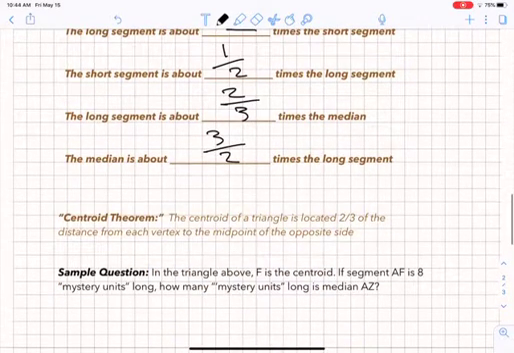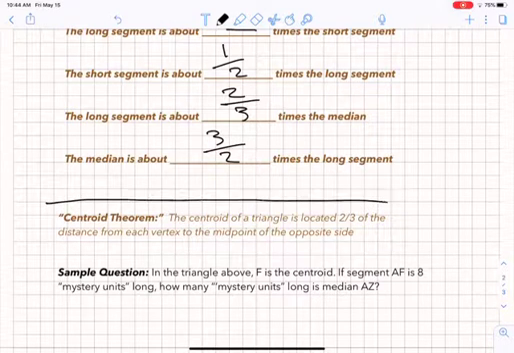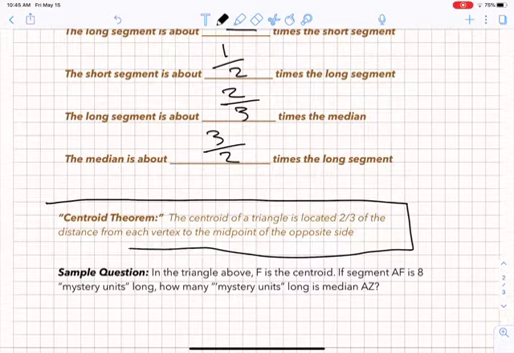Okay, this leads us to something called the centroid theorem, and the centroid, as you're seeing, is the easiest of the 4 triangle midpoints to work with, because the centroid theorem just says the centroid of a triangle is located 2/3 of the distance from each vertex to the midpoint of the opposite side.